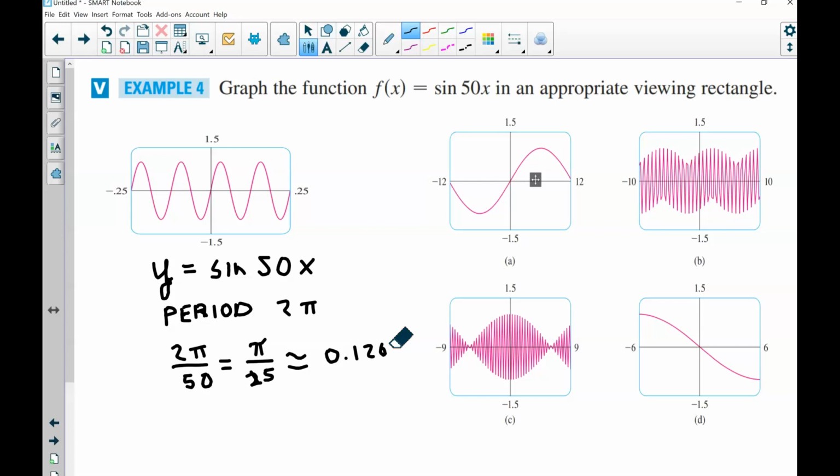Okay, now what this suggests is that we should deal only with small values of x in order to show just a few oscillations of the graph. So we would choose the following viewing rectangle. Our x min and x max would be negative 0.25 and positive 0.25. And then we would leave our y min and y max at 1.5 and negative 1.5.